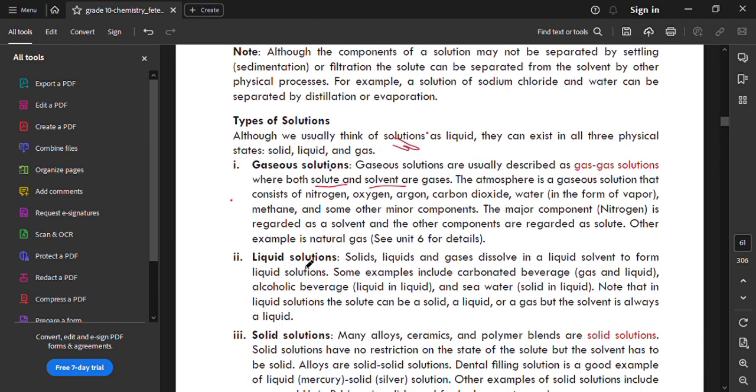And the second type of solution is liquid solution. Liquid solutions means solids, liquids and gases dissolved in a liquid to form liquid solution.